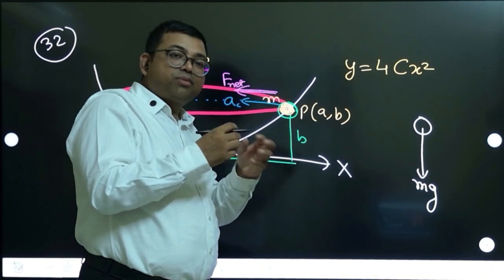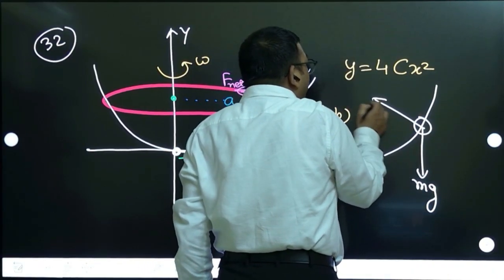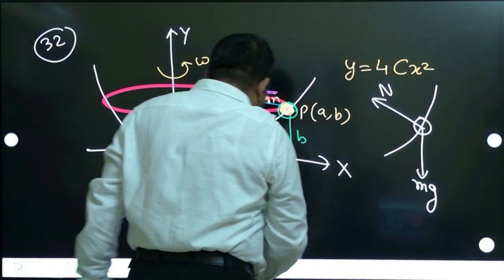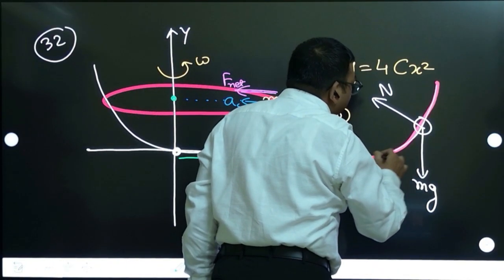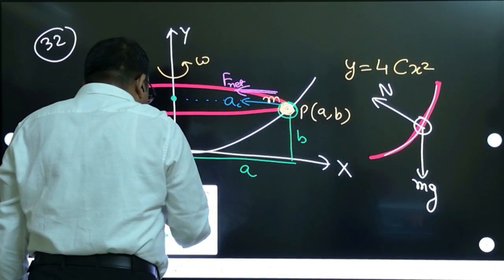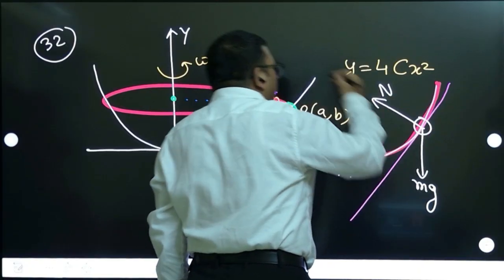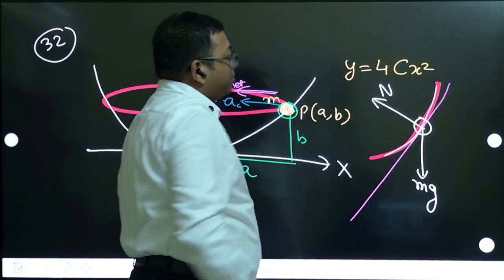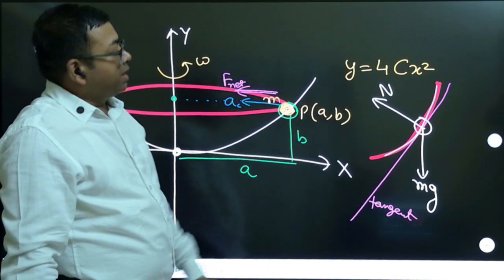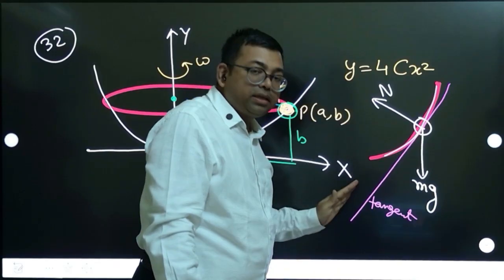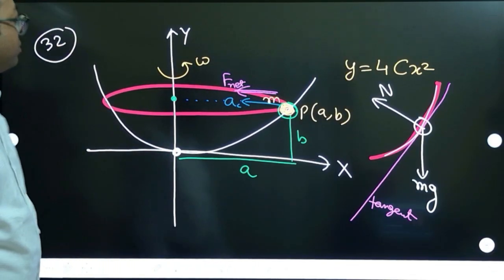The bead is on the wire, so some normal must be there. Normal means if you draw a tangent on this wire, this is the tangent, and the normal on the wire must be going this way, perpendicular to the tangent. So at this point you first draw a tangent, and the normal is perpendicular to that tangent.